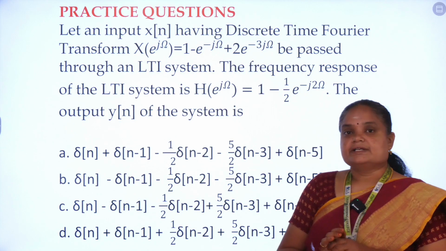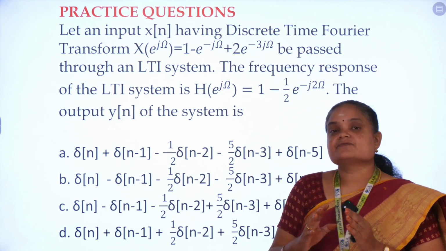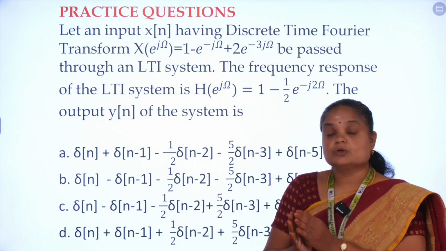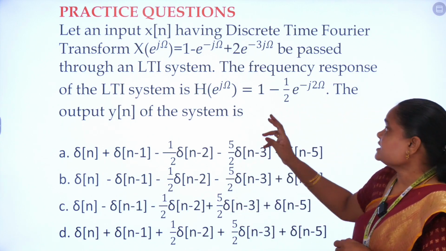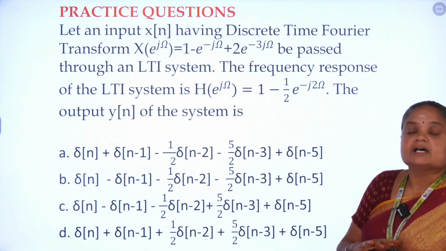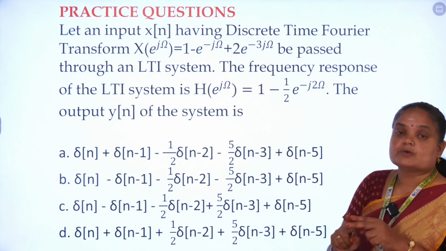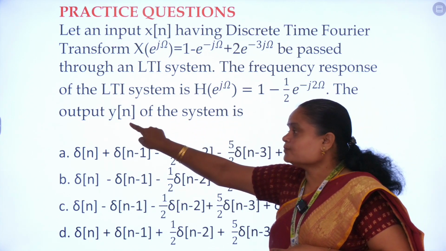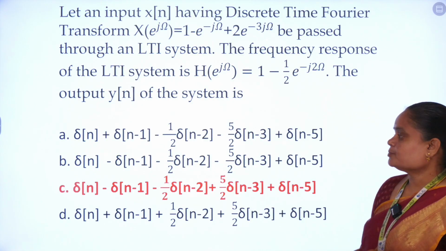There is a property: in the time domain we go for convolution, and in the frequency domain we go for multiplication. So x of n convolved with h of n corresponds to X of e power j omega multiplied with H of e power j omega. In this case, X of e power j omega and H of e power j omega are given in frequency response format, so we can multiply them and get the frequency domain output Y of e power j omega. Then we take the inverse to convert it into y of n. We get the output as option C.